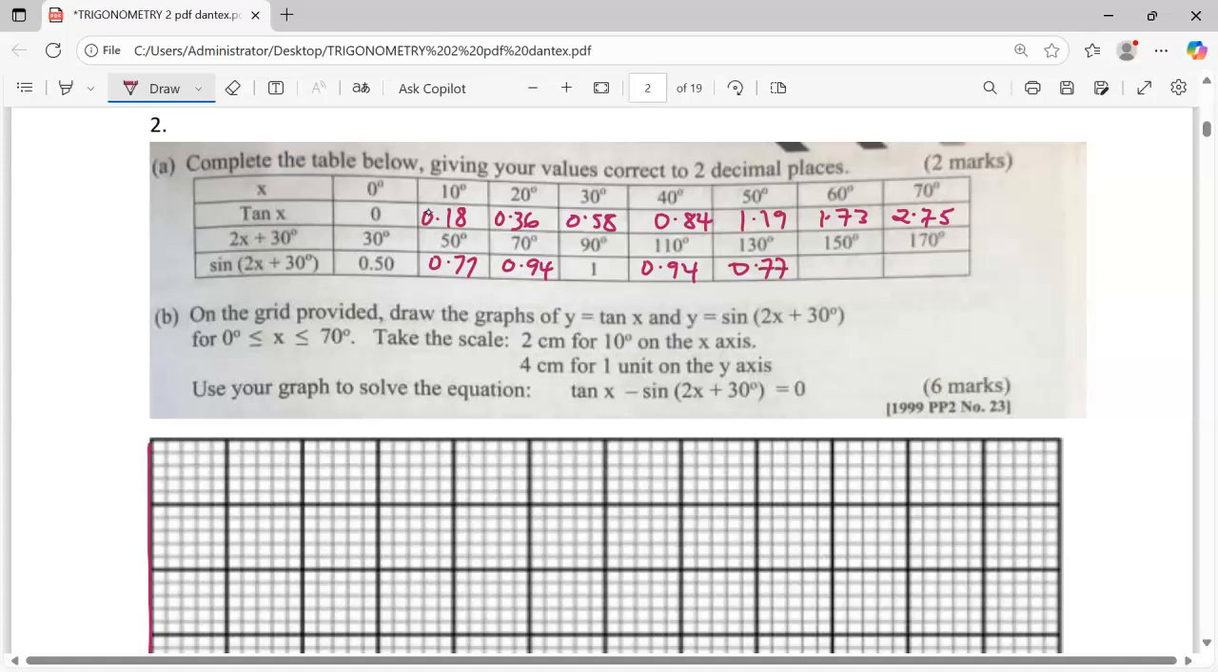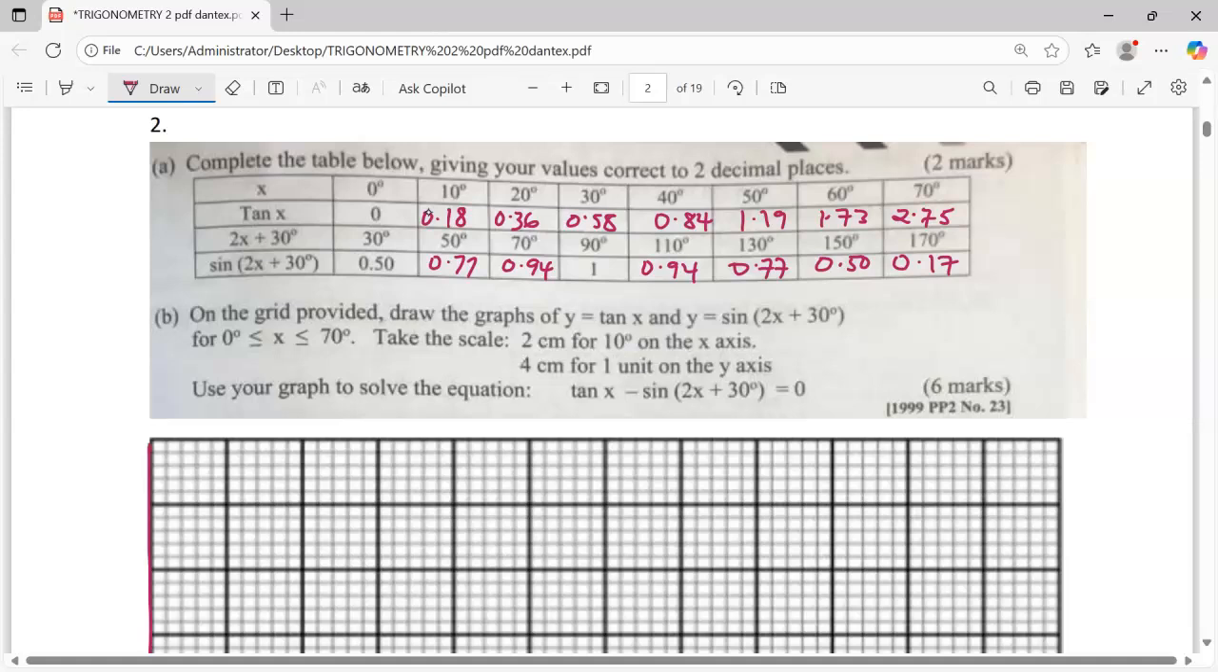Next, we are going to go to sin 150, which will give us 0.5. And lastly, sin 170, which will give us 0.17. And by so doing, we have completed part A of the question. We move to part B.